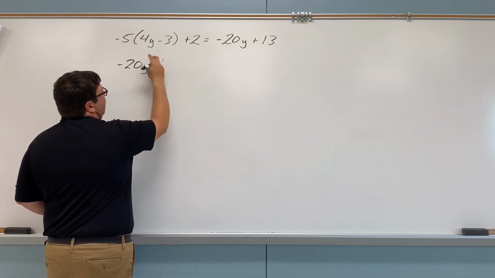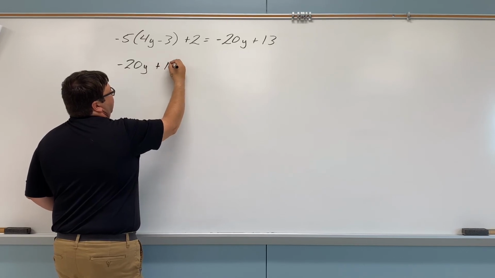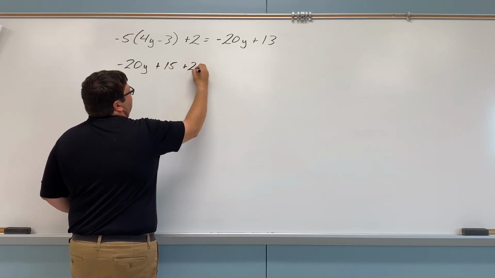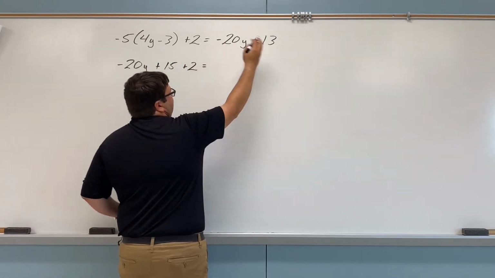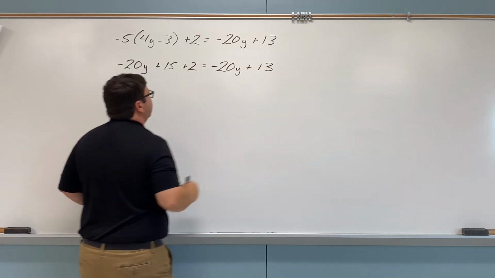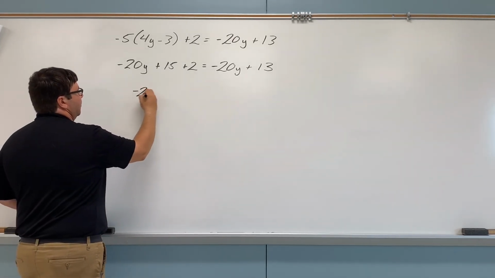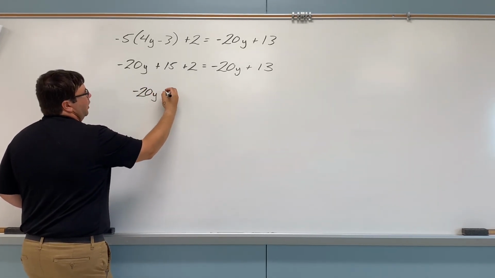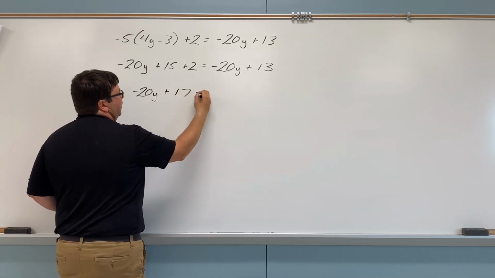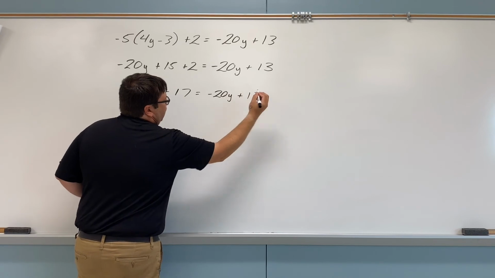So negative 5 times 4 is negative 20y. Negative 5 times negative 3 is a positive 15. Plus 2 did not change. This side, nothing's changed, so I'm just going to bring it down. Still combining my like terms. I have negative 20y plus 17 is equal to negative 20y plus 13.